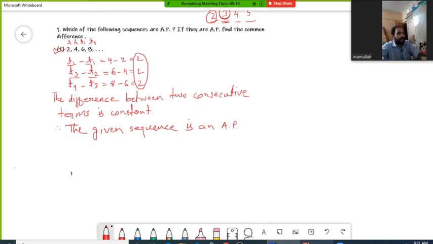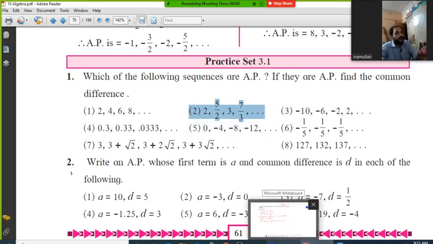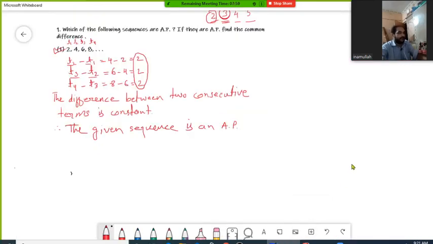Now, I'll take another question. This is question number 2. 2, 5 by 2, 3, and 7 by 2. So these are four terms, term 1, term 2, term 3 and term 4.